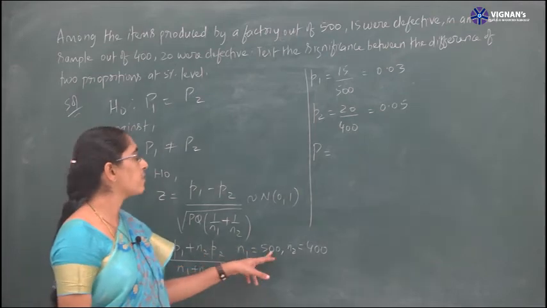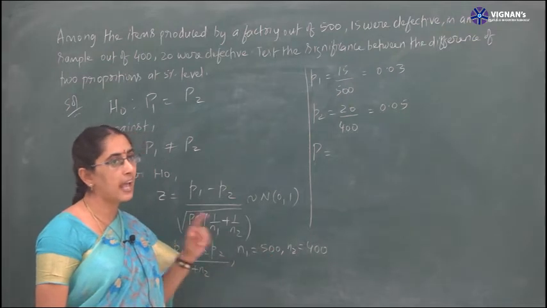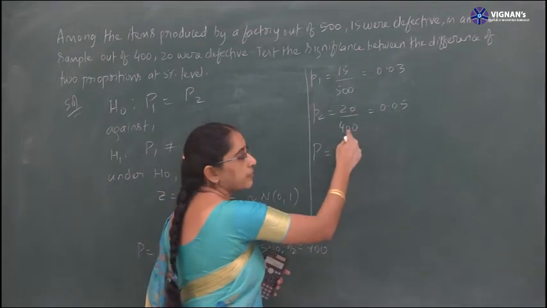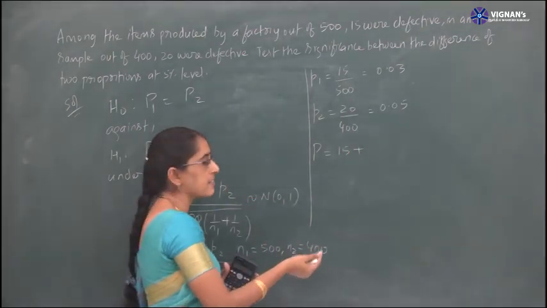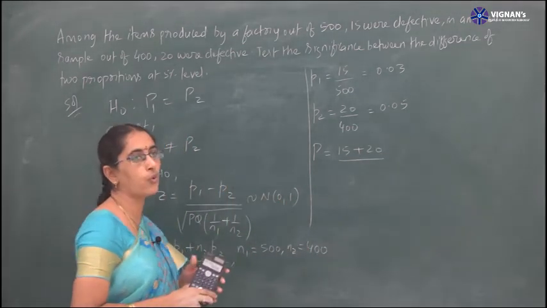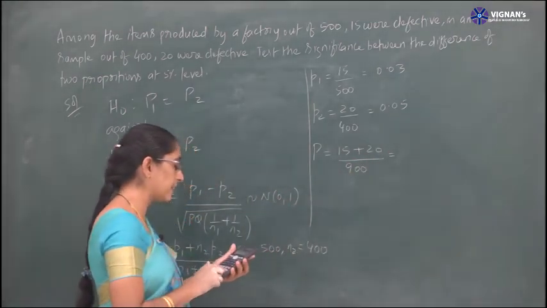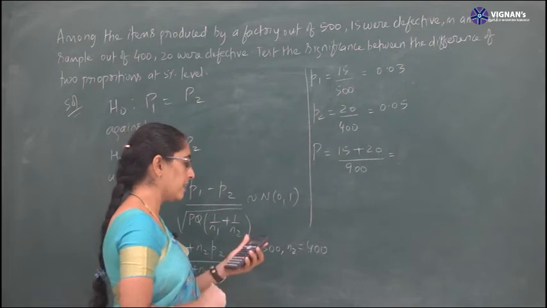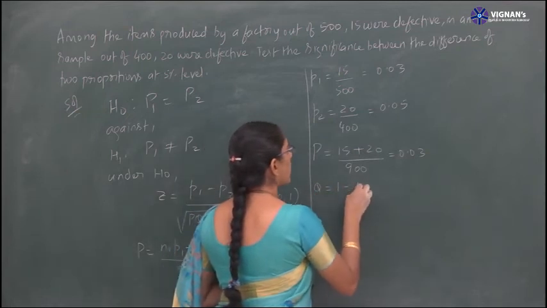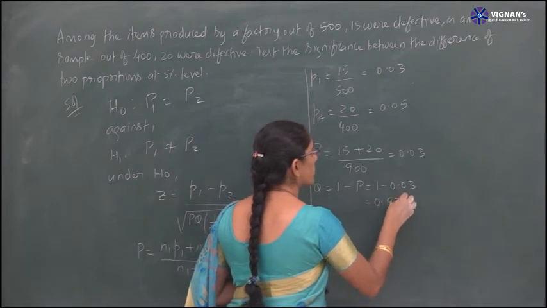Now calculate the capital P value here. N1 into P1, that means 500 into 15 by 500. 500 will get cancelled, so we will be having 15, plus N2 P2 means here 400 into 20 by 400. 400 and 400 will get cancelled, so we will be having 20, by N1 plus N2. 500 plus 400 is here 900. So that means capital P is here 35 by 900, which is 0.03. So capital Q will be 1 minus capital P, that is 1 minus 0.03, which is 0.97.